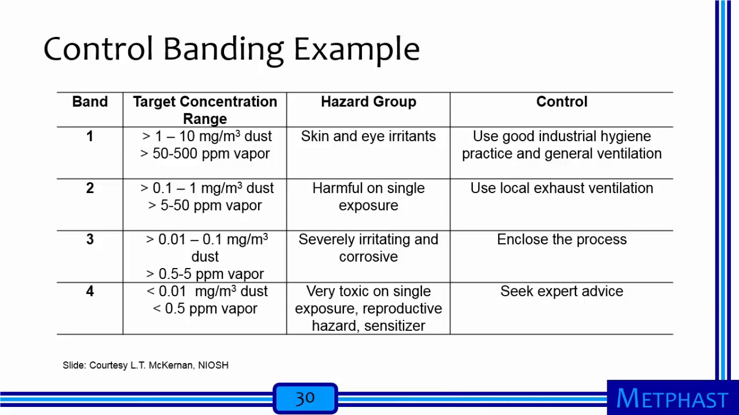Rather than develop an OEL band, the tool is used to provide exposure control guidance based on estimates of the hazard. For a given level of hazard defined qualitatively, the tool proposes a level of control that will lead to a certain target concentration range. For example, for a severely irritating and corrosive substance, the control guidance is to enclose the process, which will lead to a target concentration range of 0.01 to 0.1 milligrams per cubic meter for dusts and 0.5 to 5 parts per million for vapor.